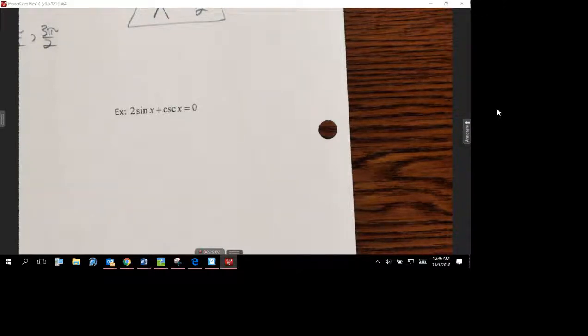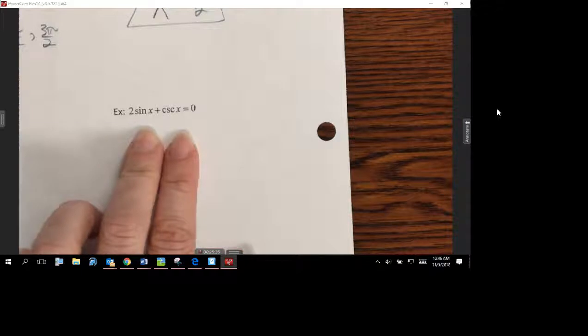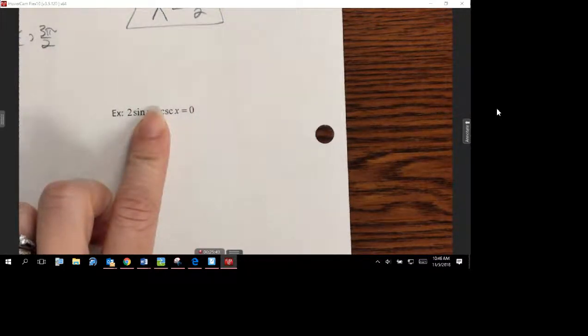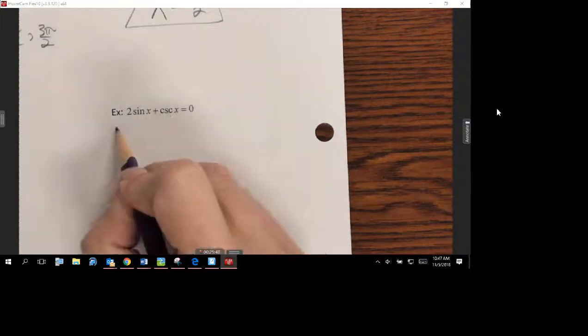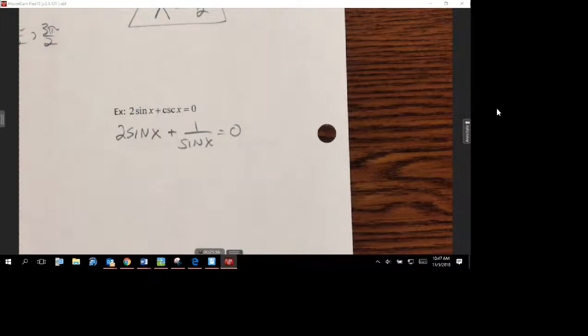Okay, what do you notice about this one? It's kind of different than the others. Are we going to be using the Pythagorean identities for this one? No. But there is a different identity that makes these the same: the reciprocal identities. If I change cosecant into 1 over sine, we are kind of the same trigonometric ratio at this point.